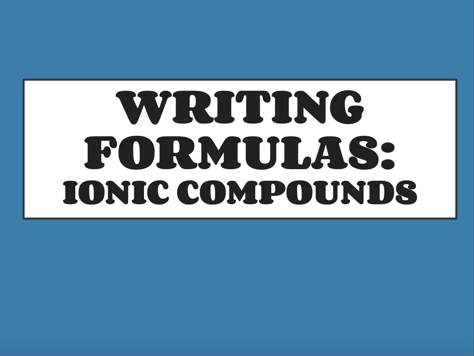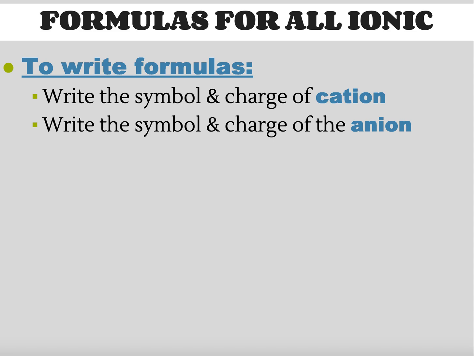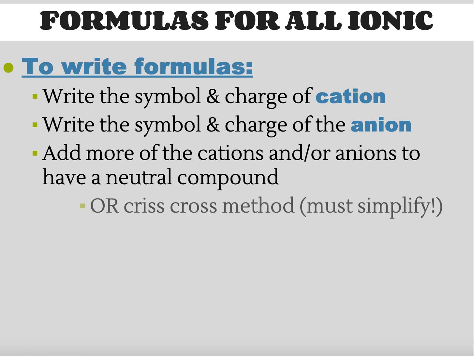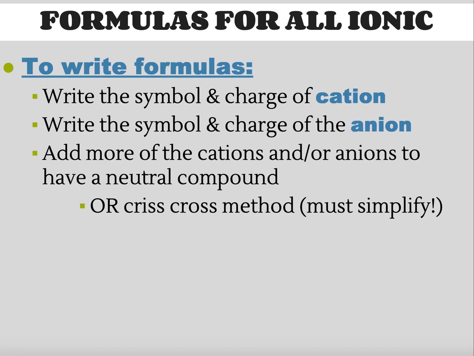Okay? Let's talk about writing formulas. The setup is somewhat simple. When we write a formula, we first write the symbol and the charge. Both of these can be found on the pink sheet. And we write the symbol and charge of the negative ion, the anion. And then we can simply add positive and negative ions until we have a neutral compound, or use the crisscross method, which is a little bit of a shortcut kind of method.